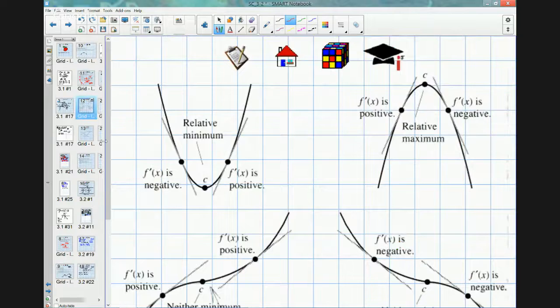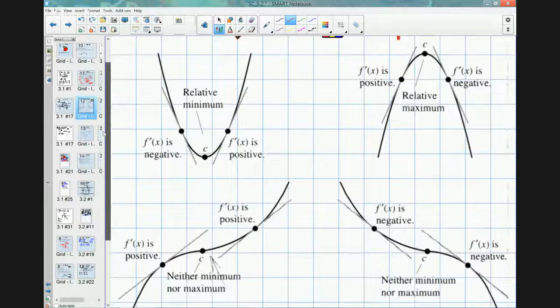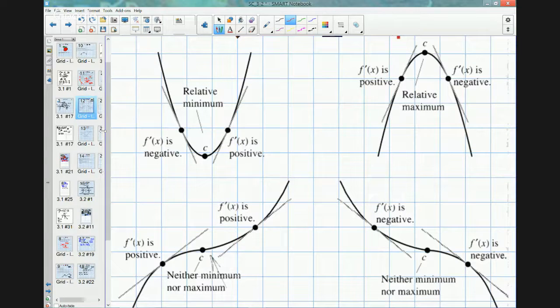Okay? So here are some pictures that reinforce that. If you look at the picture at the top left, C is a relative minimum. Why? Because it's the low point. We've got a negative derivative on the left and a positive derivative on the right. Obviously, that's a low point. In the second drawing, C is obviously a high point. That's a relative maximum. Again, the derivative coming in is positive, going out is negative. Obviously, we have a high point.